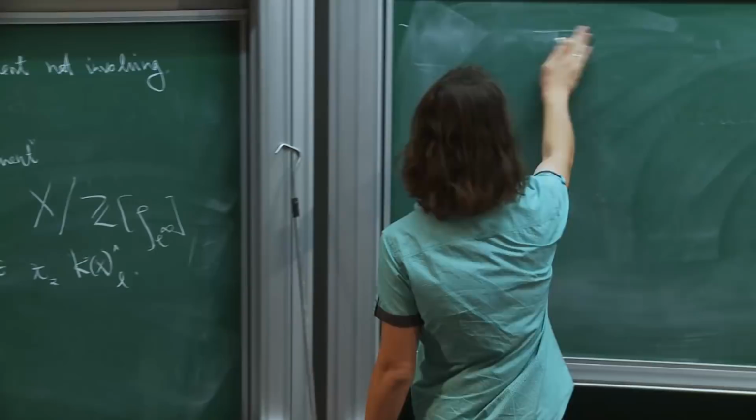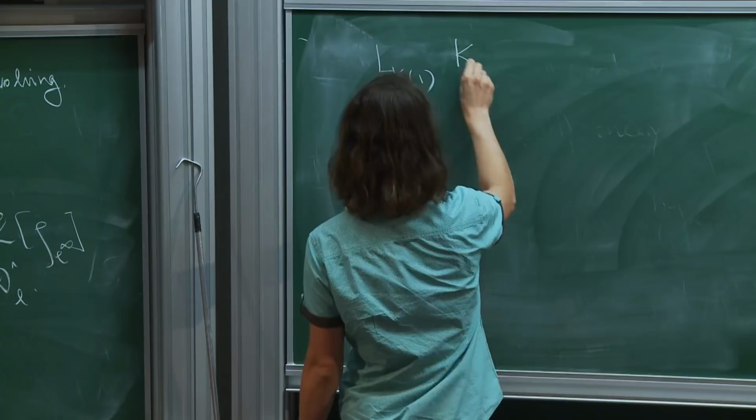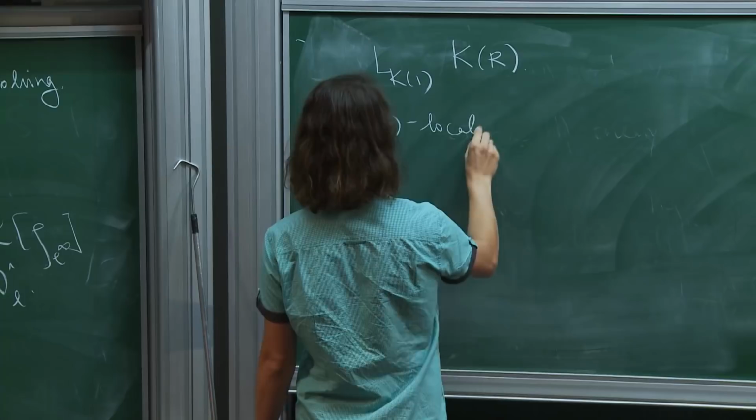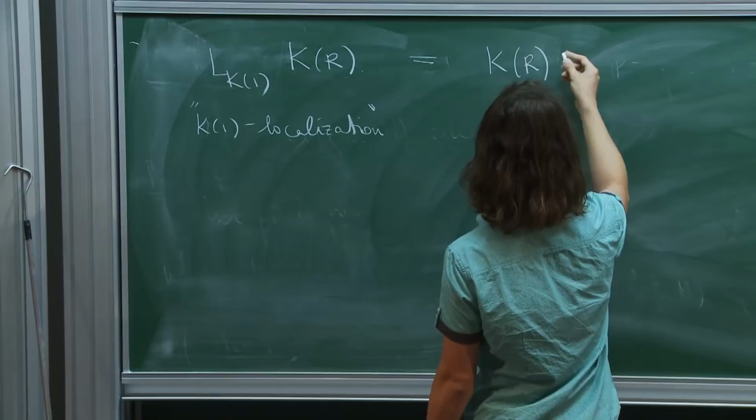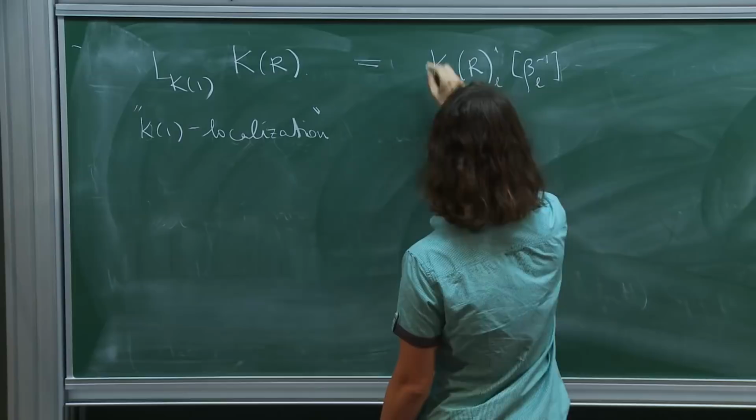There's something in topology called the K1 localization, which implicitly depends on your prime l. And this doesn't depend on the choice of a Bhatt element or anything. But a concrete way to compute this is to take the K-theory of R. To get my Bhatt element, I already have to p-adically complete, and I guess this needn't be already complete again, so I probably have to do it again.